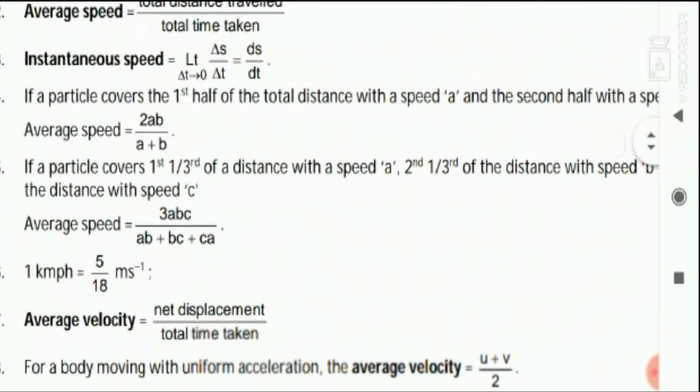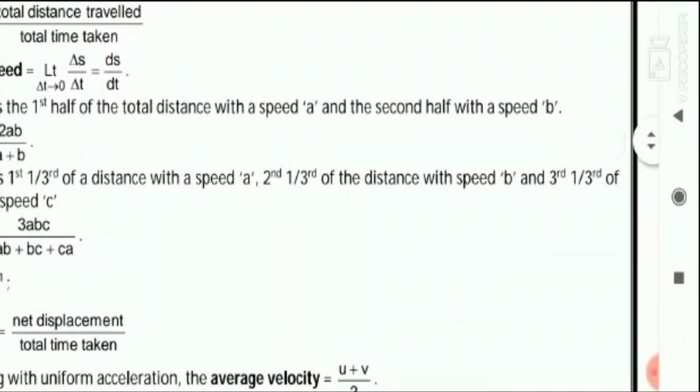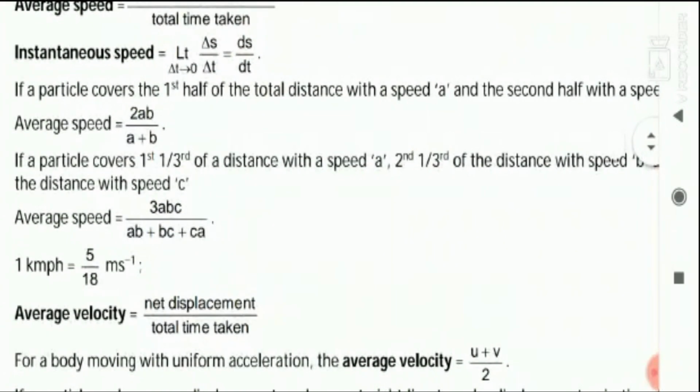particle covers the first half of the total distance with a speed a and second half with speed b, then average speed is equal to 2ab by a plus b. So very clear question it is. A value will be given in the exam, b value will be given, then simply you substitute those two in this, you will be getting the answer.